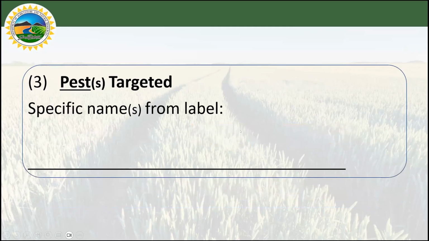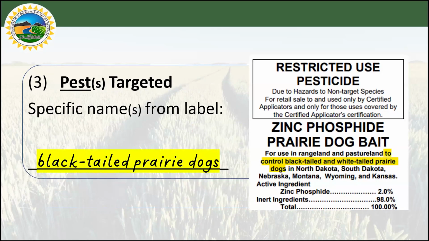Item 3 is the pests that are being targeted, and this comes specifically from the label. So on our label, again, it's to control black-tailed prairie dogs and white-tailed prairie dogs, and in this scenario, we're controlling black-tailed prairie dogs. Okay, and you'll notice this is, of course, a restricted use pesticide, as most of the products for controlling prairie dogs are.